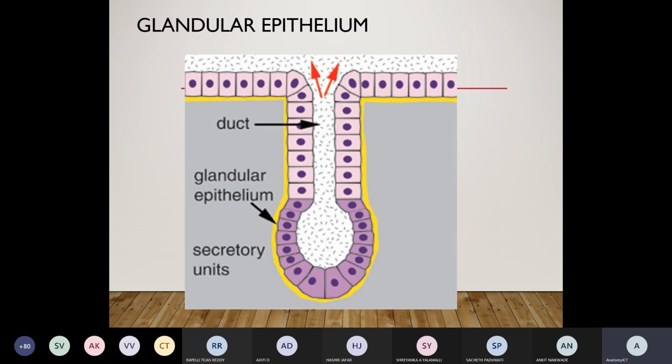Now, the glandular epithelium, when we say this, is the epithelium in the form of columnar or cuboidal cells. This is the glandular columnar epithelium, with a centrally placed nucleus, and the unit is completely a secretory unit. We call this particular unit where the secretion takes place.